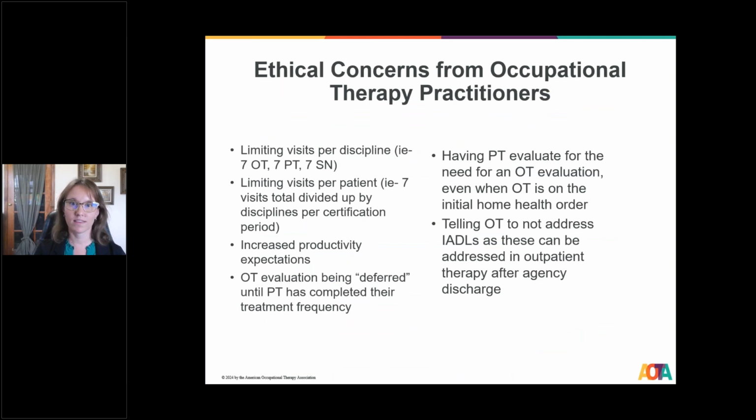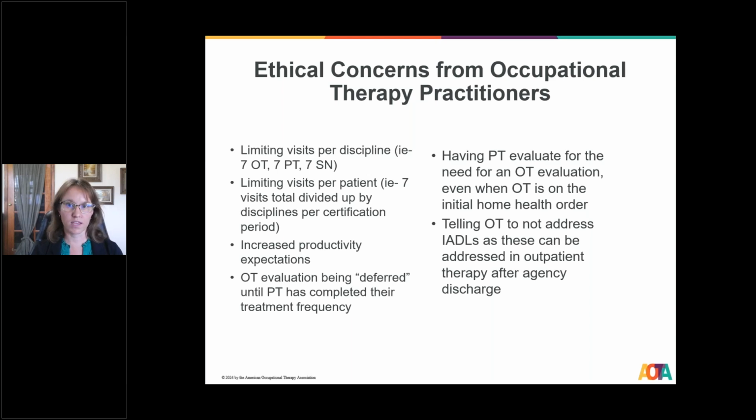So with this payment change, there have been increasing ethical concerns from occupational therapy practitioners about what agencies are saying Medicare is limiting. And these are not Medicare limitations. Judy Stein went very well into exactly what those Medicare limitations are. These are agency limitations to try and either make a profit or at least to remain financially solvent.